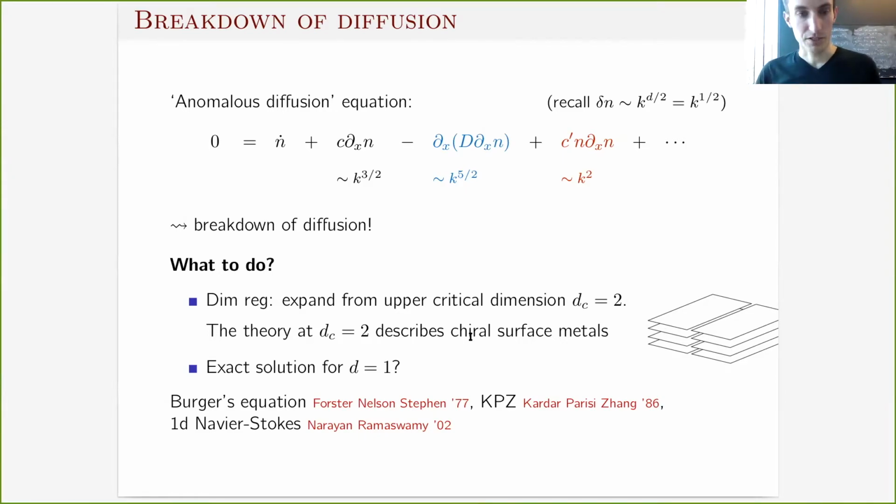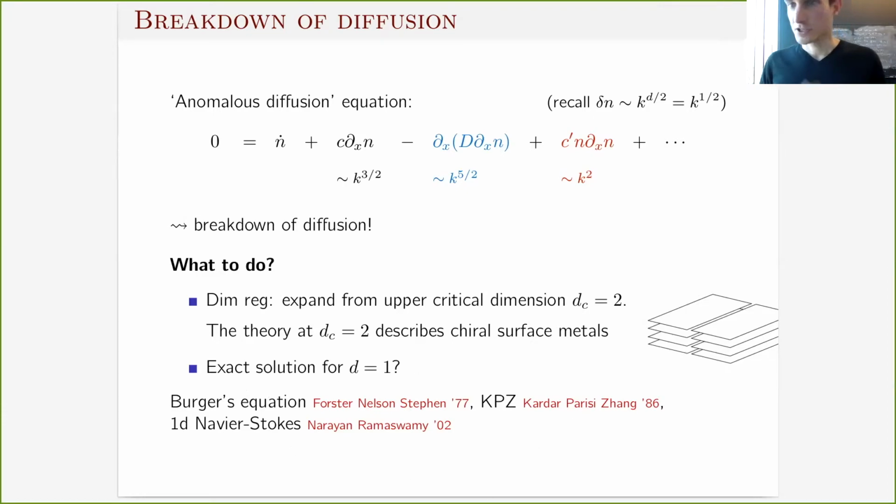Can we be more ambitious? Can we hope to learn something exact about the true dissipative fixed point in one dimension? And the answer turns out to be yes. There's some magic, even though there's a relevant interaction and no small parameter in the game. There's some magic in one dimension. And I think the first paper that found this was this paper by Forster, Nelson, and Stephen in what's called the Burgers equation. This equation goes under many names. It's probably mostly famous under the name of KPZ, but all these things are basically the same equation.